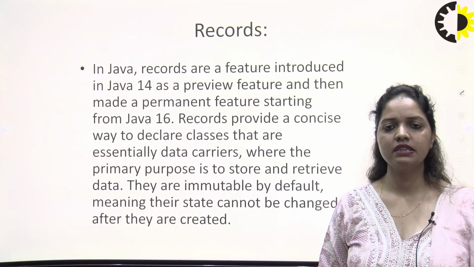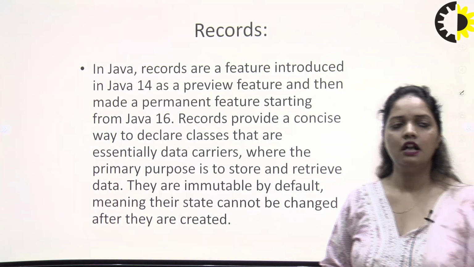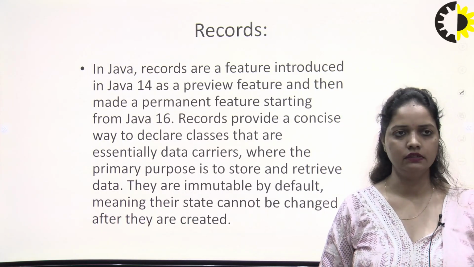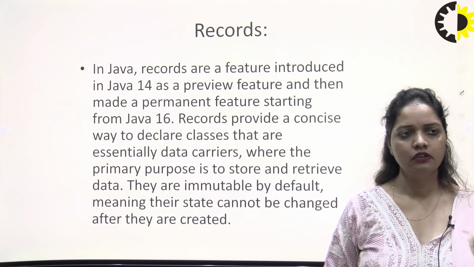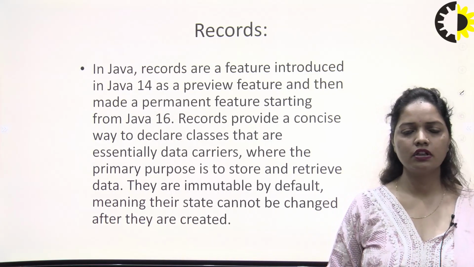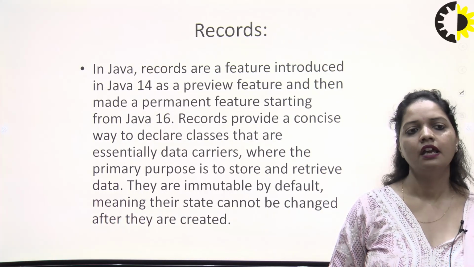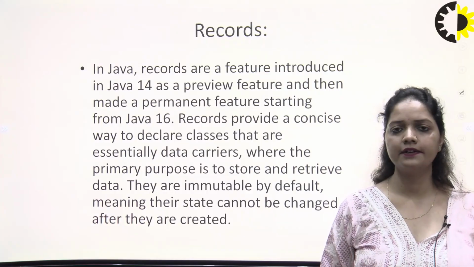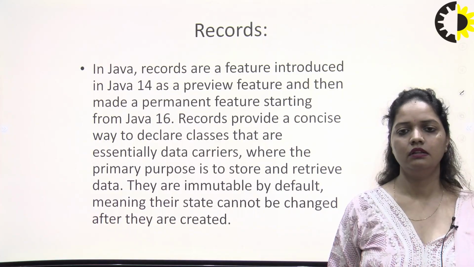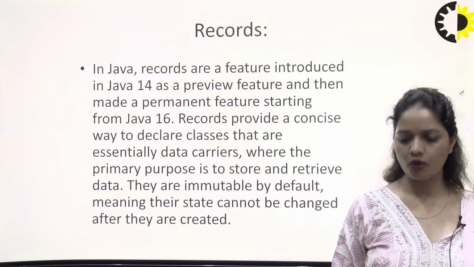Now the last topic is records. So what are records in Java? Records are a feature introduced after Java version 14, and after version 14 it was advanced again in version 16. A record provides a concise, simple way to declare classes, and they are immutable, meaning once they are created, they cannot be changed. They keep the values we have assigned to them. Once created, there is no modification to the record.